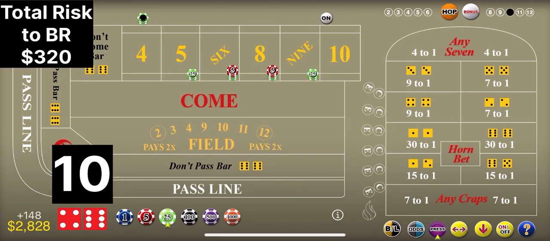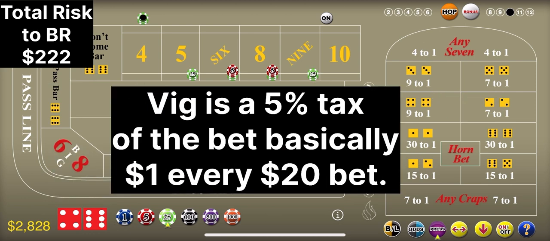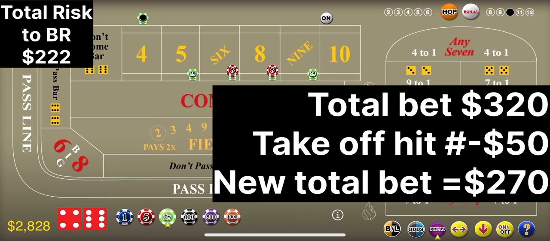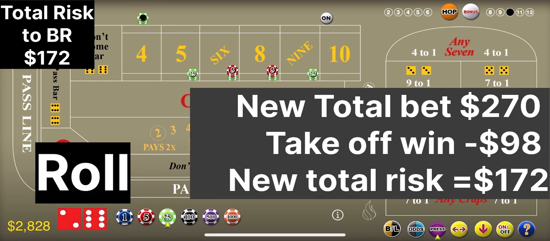We will roll it, and we got a 10. A 10 pays 2 to 1 minus your vig. In this case, $50 pays $100 or $98. And we will take down the 10. So that will be $150 of risk off of the $320 bet. Now we have $270 out there, and we won $100 basically. So we have $170 at risk.